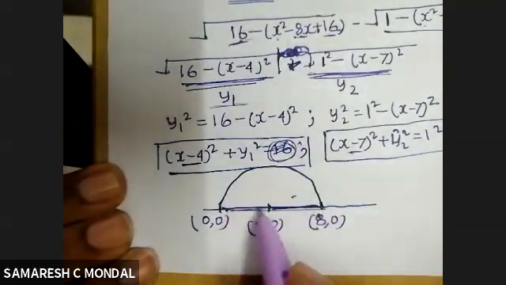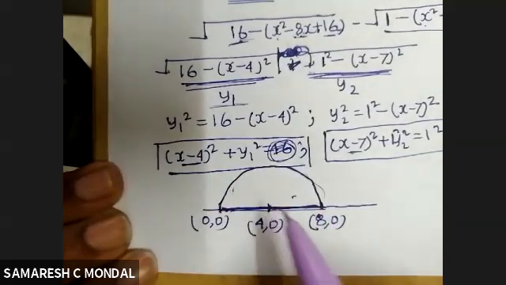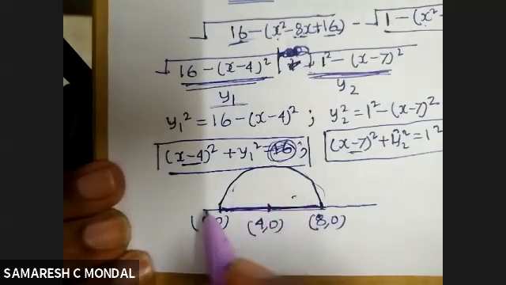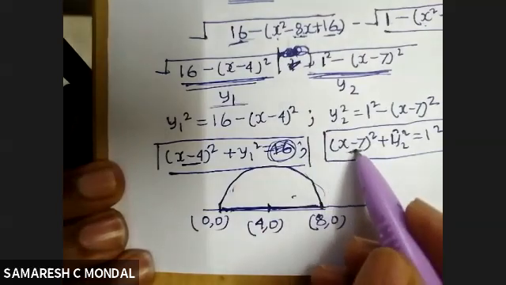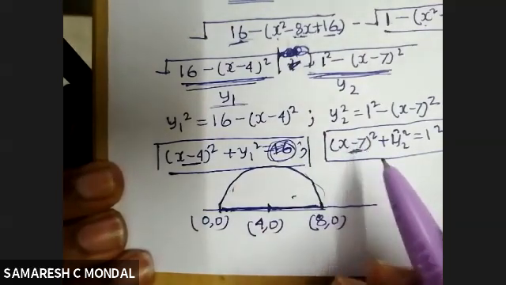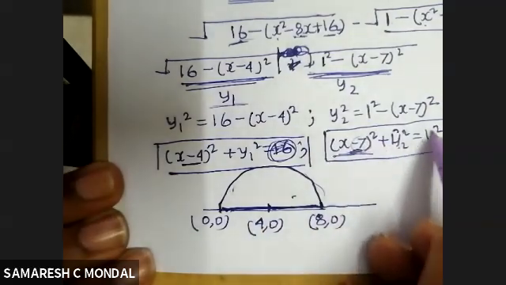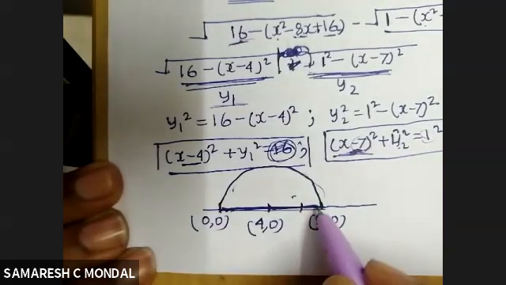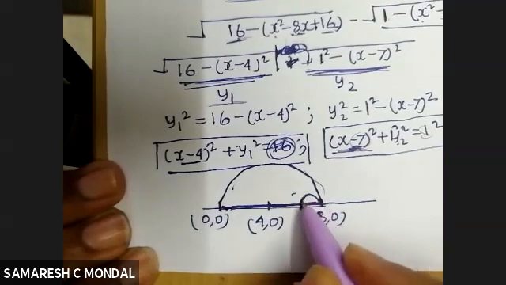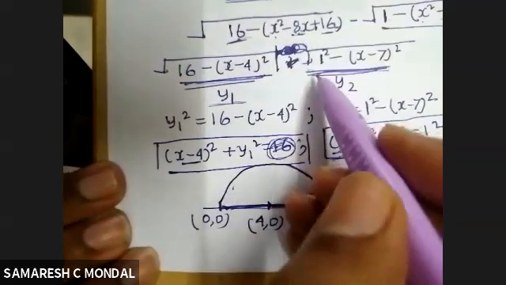So this is the domain. As x increases, y will increase as well as decrease. Maximum value of y1 will be the radius of the circle, that's 4. And if you recall, this second equation is also a circle whose center is (7, 0) and the radius is 1. Center is 7, so just 1 unit ahead of it, a small semicircle will come. It will be the upper part of the semicircle because y2 is positive.